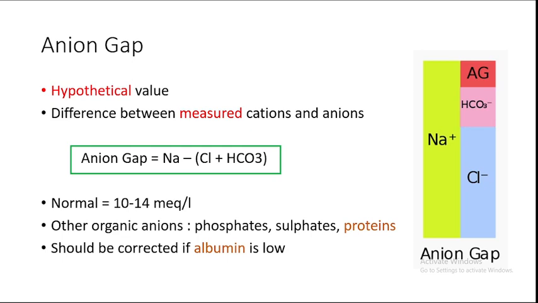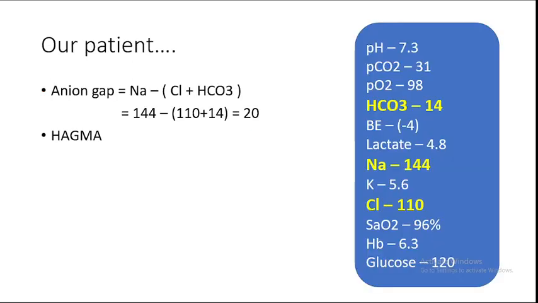Now this gap of anions are non-measured anions, which can be things like phosphates, sulfates and proteins, right? And because protein, especially albumin, is an anion, if the albumin is critically low, we have to actually correct this value for the low albumin, but I am not going to go into details about that calculation, right? So we are going to our patient.